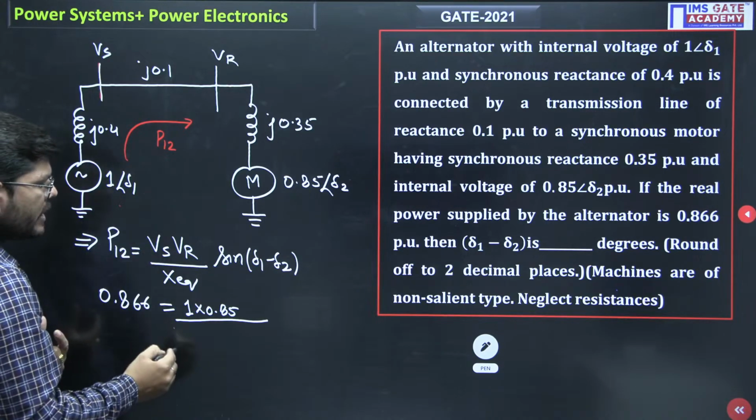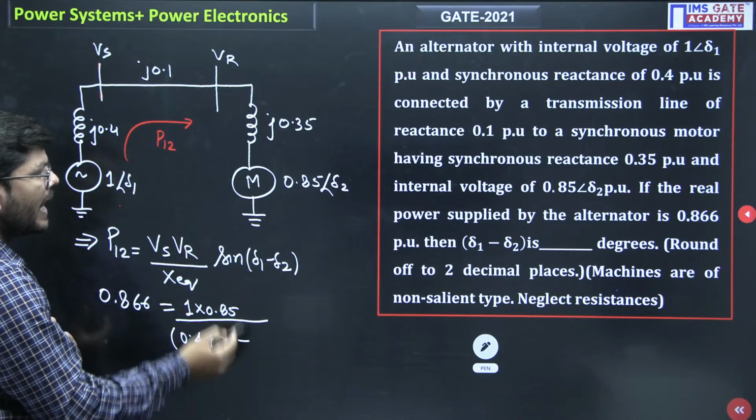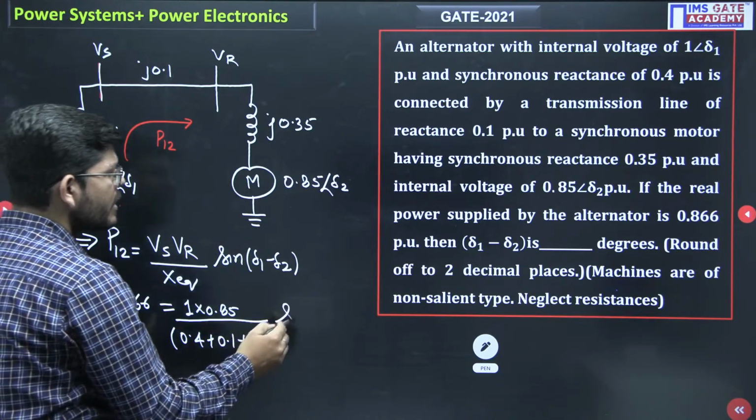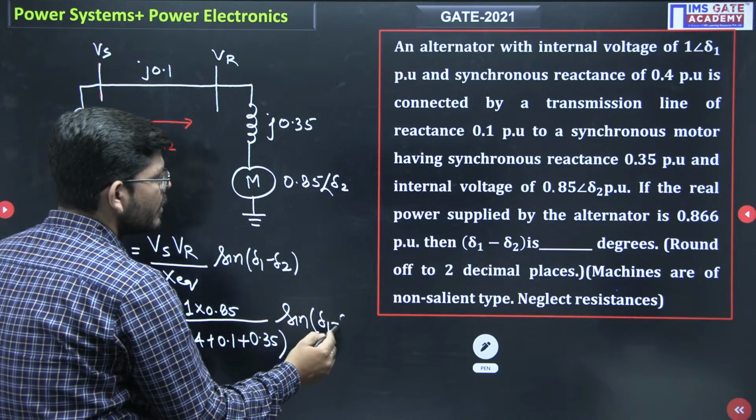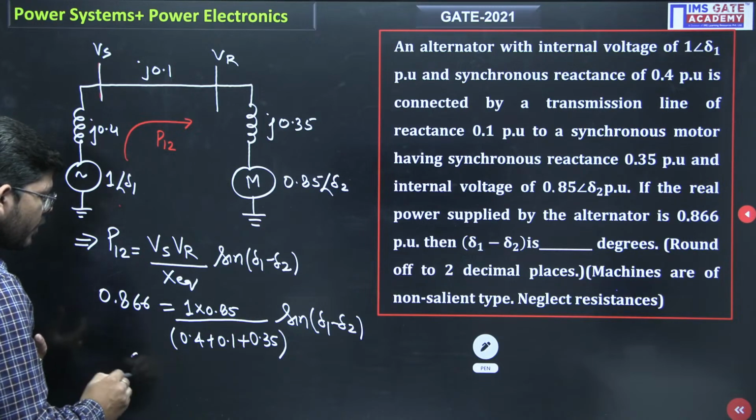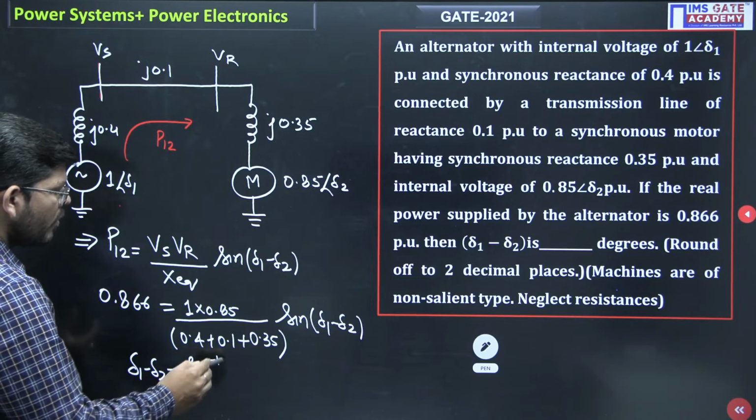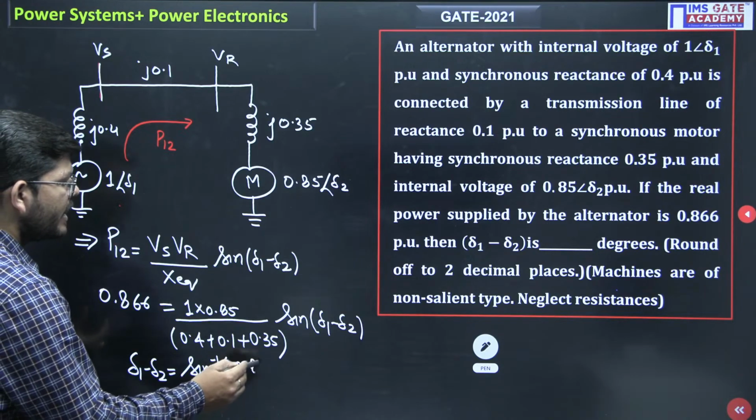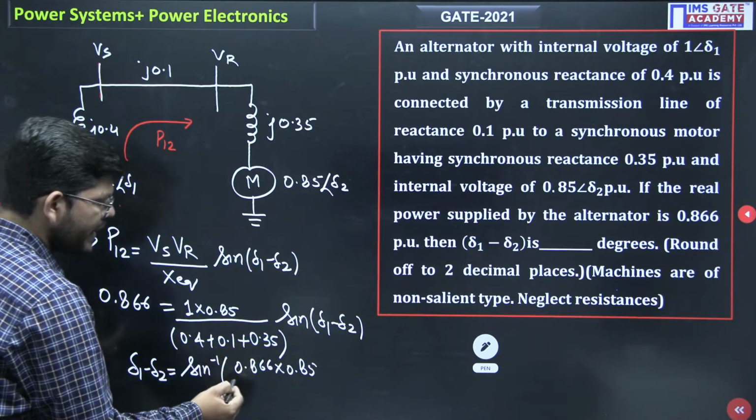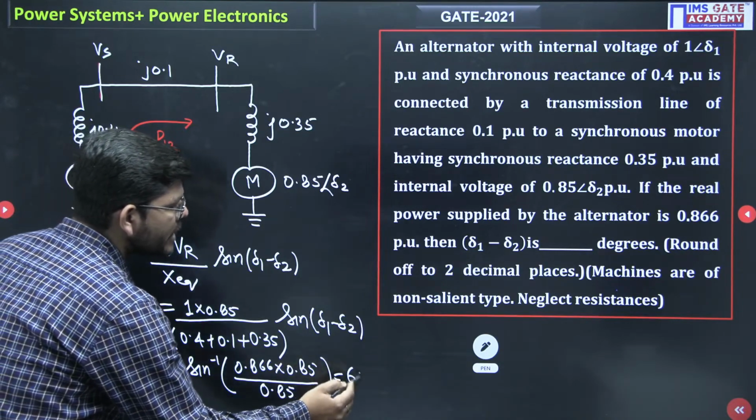The reactance of the alternator is 0.4, the reactance of the transmission line is 0.1, and the reactance of the motor is 0.35. Then sine of del 1 minus del 2. Now when you solve this equation for del 1 minus del 2, it will be sine inverse of 0.866 into 0.85, divided by 0.85. So you will get 60 degrees.